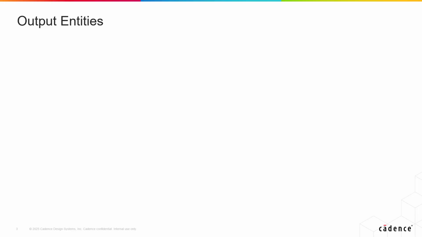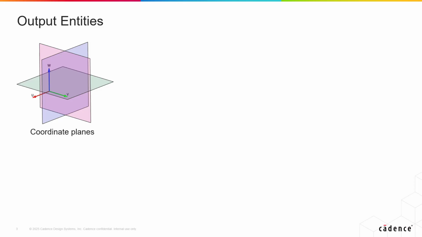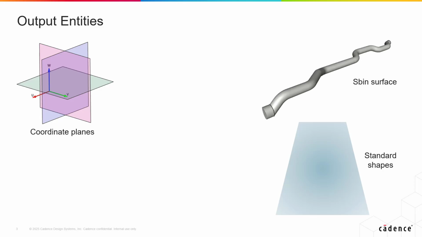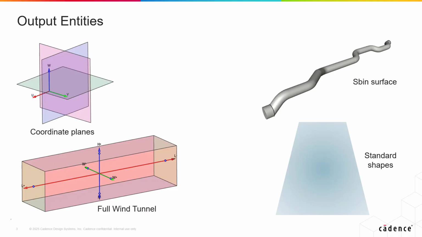In this format, you can store a variety of data variables on various geometric entities like coordinate planes, any plane with a defined axis point and normal, standard surfaces like cylindrical, spherical, and truncated cone sections, or a user-defined surface via an SBIN file, or an isosurface of a specified scalar expression with a scalar value. You can also export the data for an entire fluid volume using the geom_all expression.